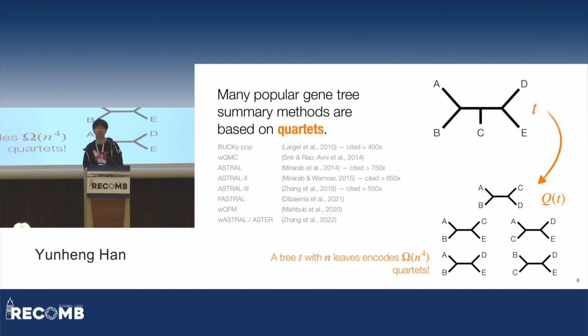Many popular summary methods are based on quartets, where a quartet is an unrooted tree over a subset of 4 leaves or 4 species, including the method ASTRAL and other methods based on a set of quartets like wQMC. Note that as a summary method for gene trees, if we wish to work on the quartet set, the size of the quartet set could be up to n to the 4th power, which is huge.